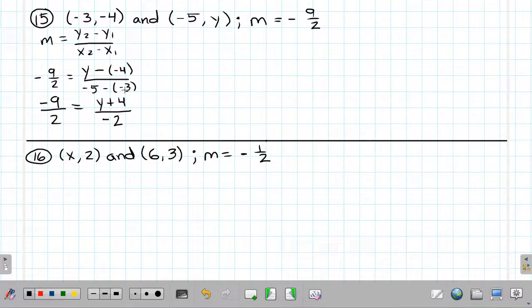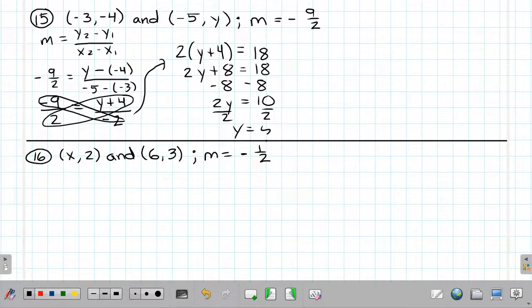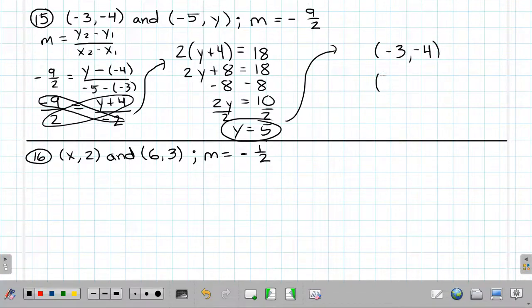Okay, once again, double check that. Make sure you're dealing with your negatives correctly. But to me, that's all the hard part. Now it's just a matter of cross multiply. So we're going to have 2 times y plus 4 is equal to negative 2 times negative 9 is 18. So distribute the 2. 2y plus 8 is equal to 18. Subtract 8. Two-step equation time. 2y is equal to 10. y is equal to 5. Which once again tells me, what do I have? I have the point negative 3, negative 4. That's the one they gave us. And now I know the other point is negative 5, 5.